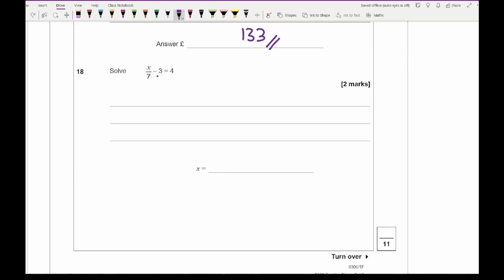Question 18 then says solve x over 7 minus 3 equals 4. So what I need to do is get rid of the 3 first by adding 3. So then what I'm left with is x over 7 equals 4 plus 3, which is 7. Then I need to get rid of this 7 by multiplying by 7. So x equals 7 times 7, which is 49.